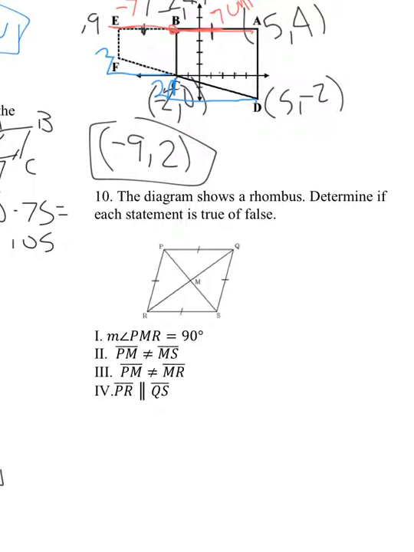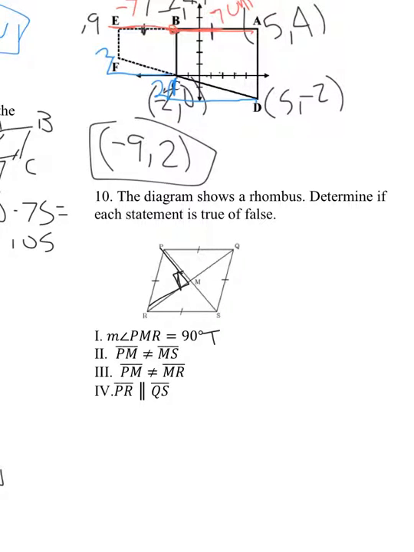10, the diagram shows a rhombus. Determine if each statement is true. PMR is 90. PMR is right here. Yes, those are 90-degree angles, perpendicular.